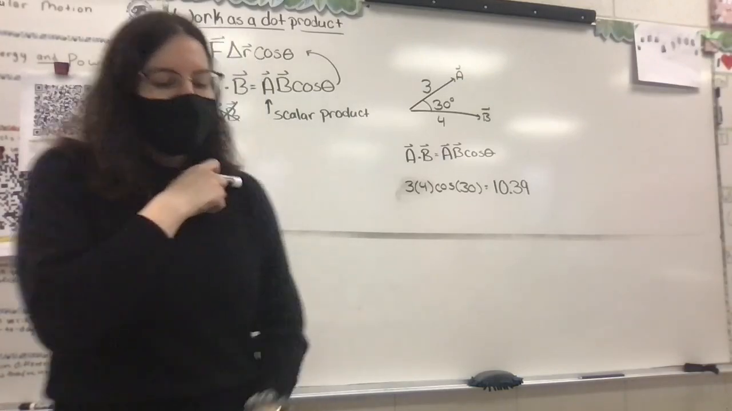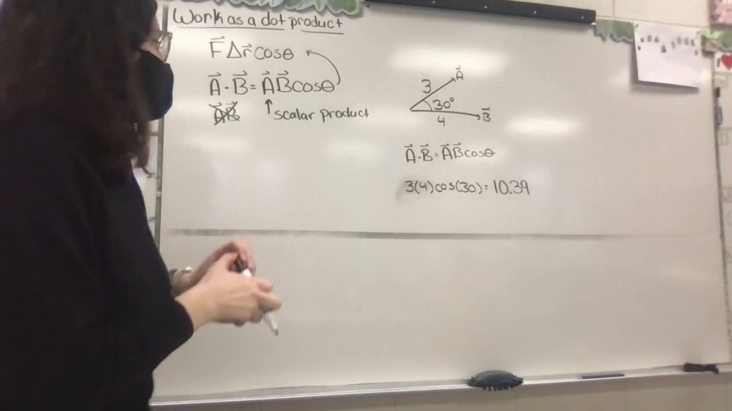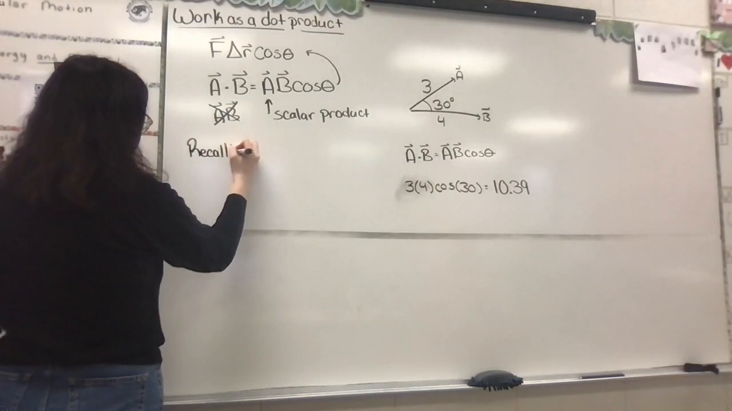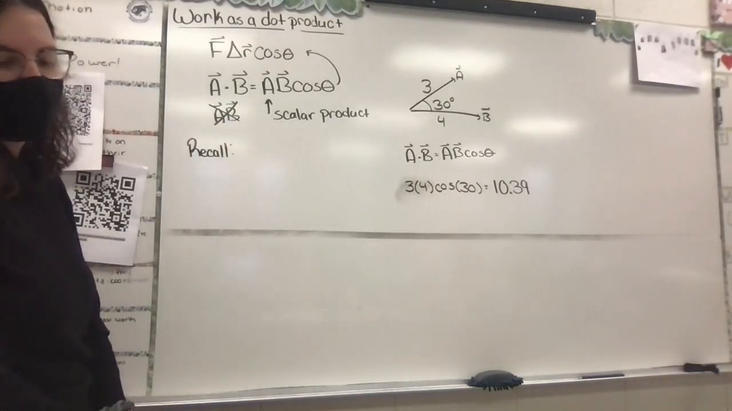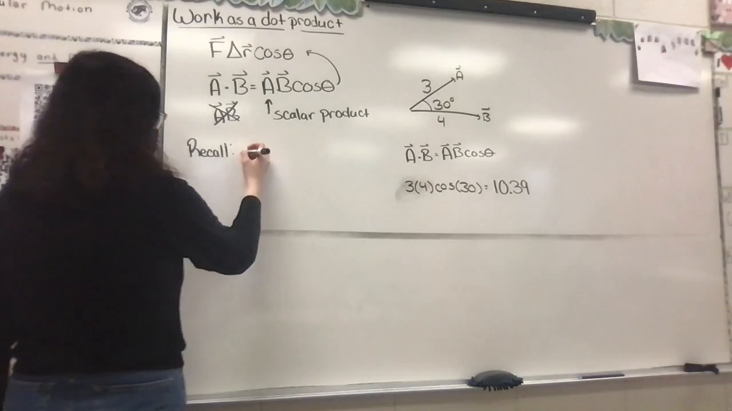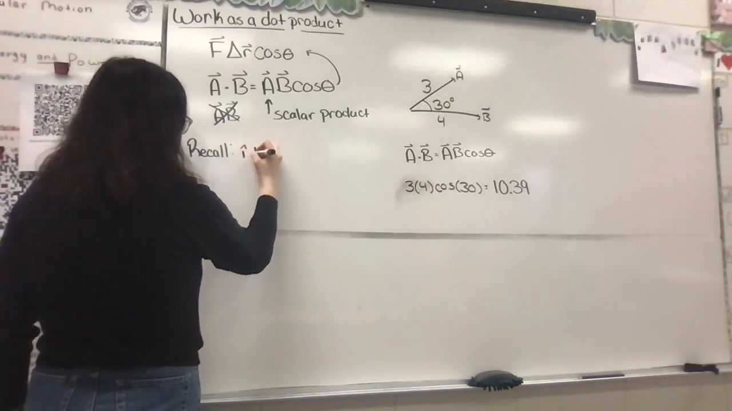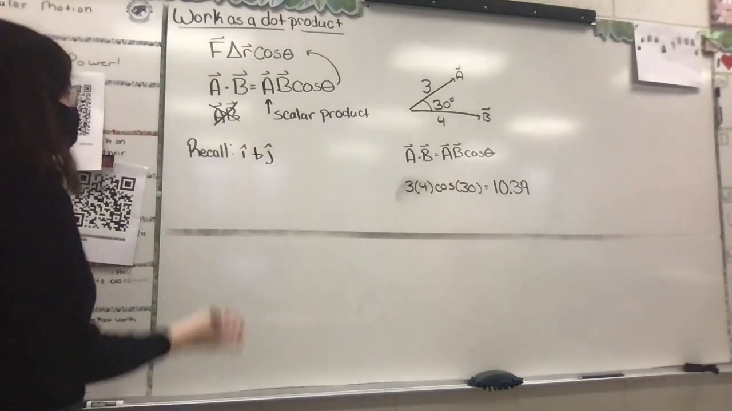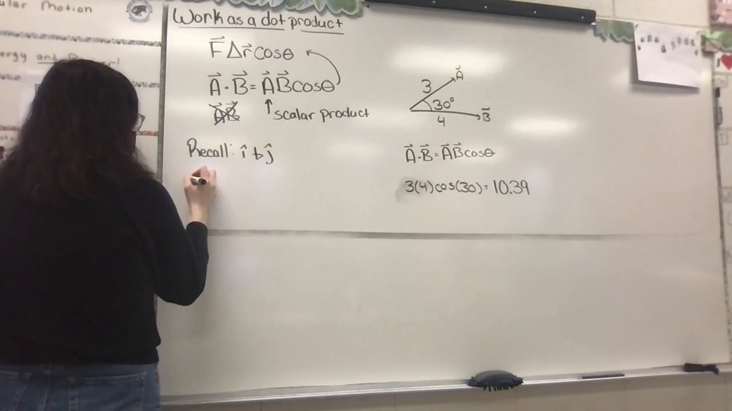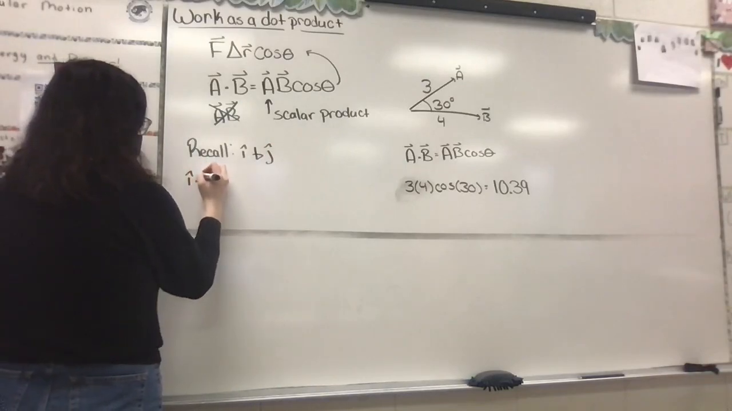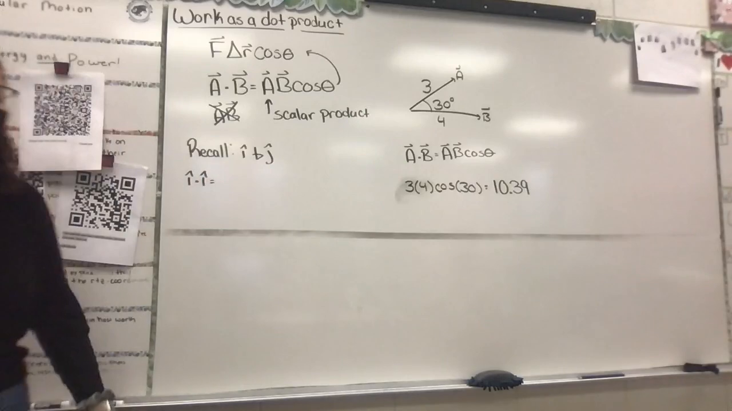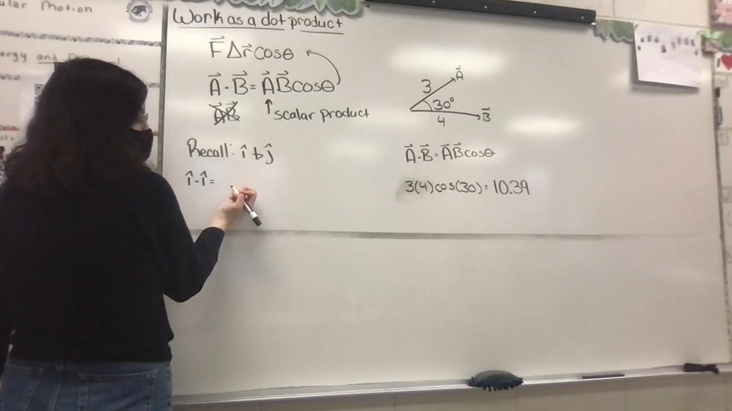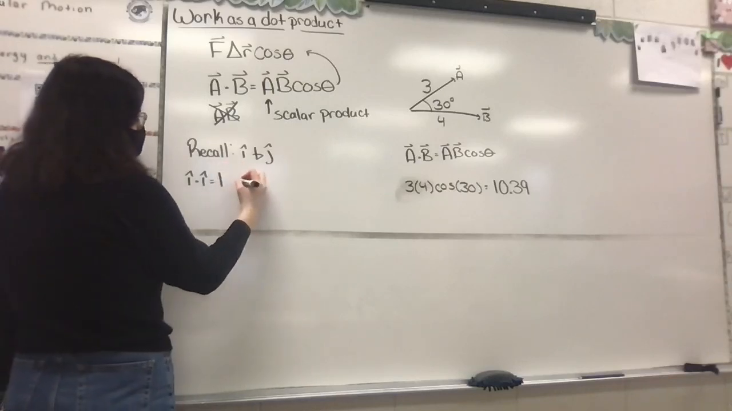Okay. For this next part, do you remember when we were doing some stuff with i hat and j hat? Vaguely? Okay, they're going to come back into play again. Something we're going to want to remember is that if you have two i hats dotted together, are they equal to 1 or 0? They're going to be 1.